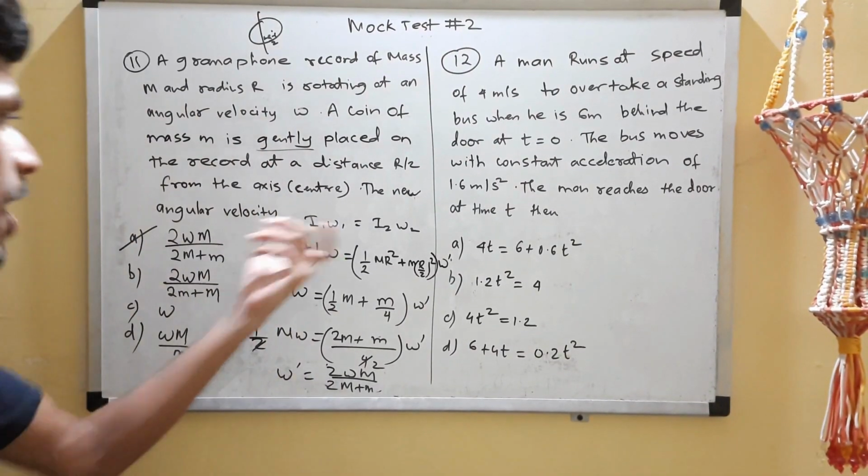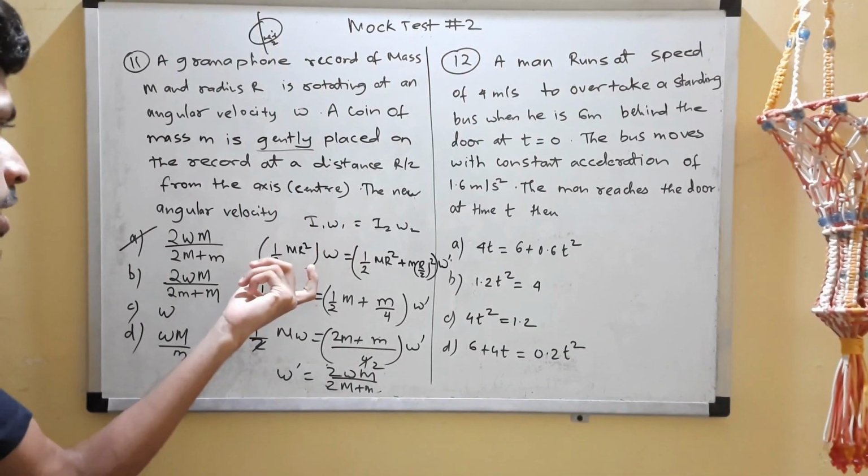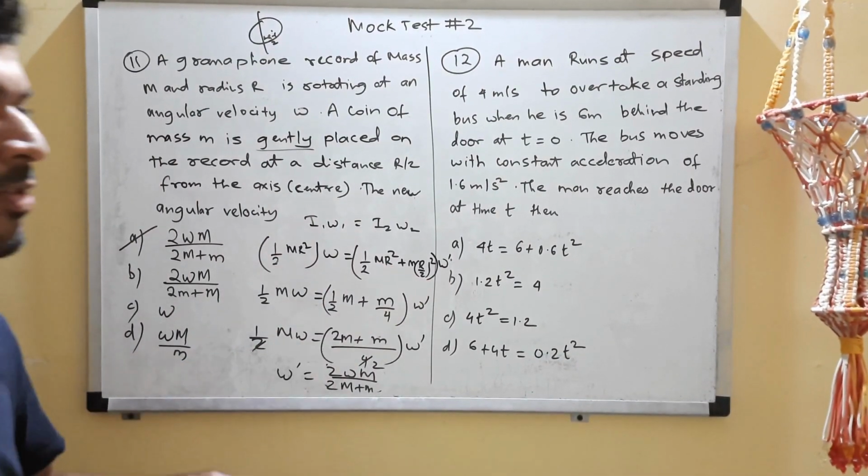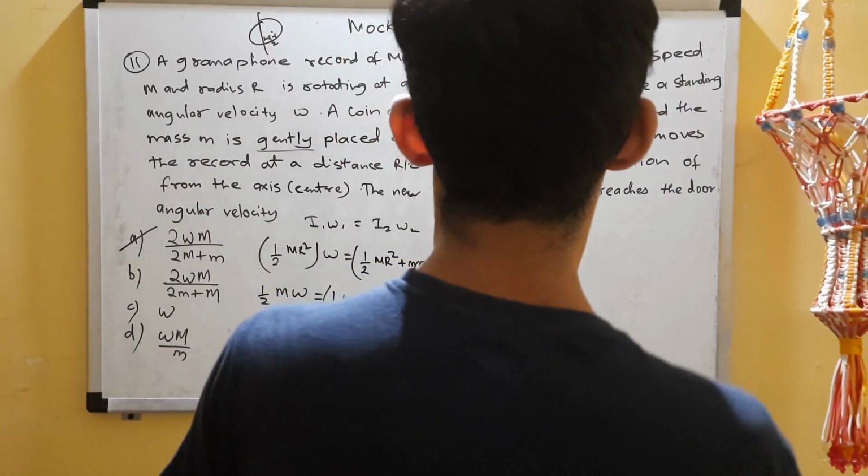It's quite simple. I1 omega 1 equals I2 omega 2. This is only for the record. This is for the record plus the coin. Okay, now let's come to this one.